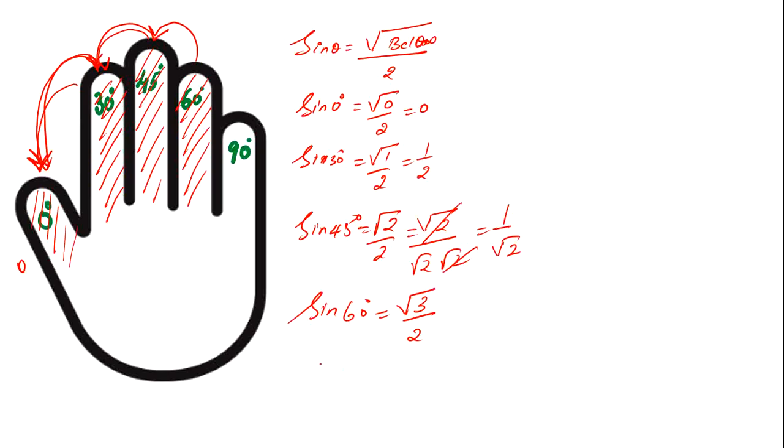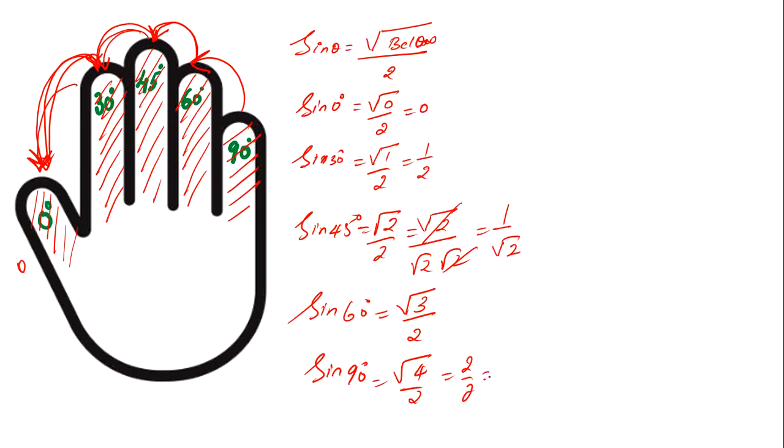Now proceed to the last one, sine 90 degree. 90 degree represents the little finger. Now close the little finger. Below the little finger, you have totally 4 fingers. That is the ring finger, middle finger, pointer finger and thumb finger. So it is under root 4 by 2. Root 4 is nothing but 2.